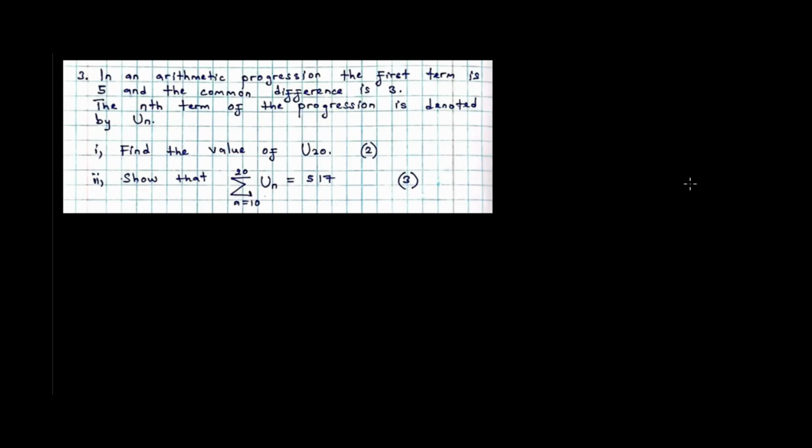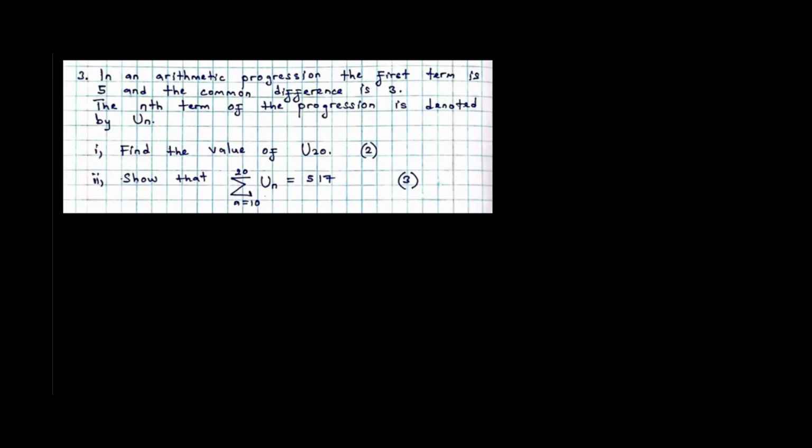In today's lesson, we want to look at this particular question. The question says: in an arithmetic progression, the first term is 5 and the common difference is 3. The nth term of the progression is denoted by un. Part 1, find the value of u20.